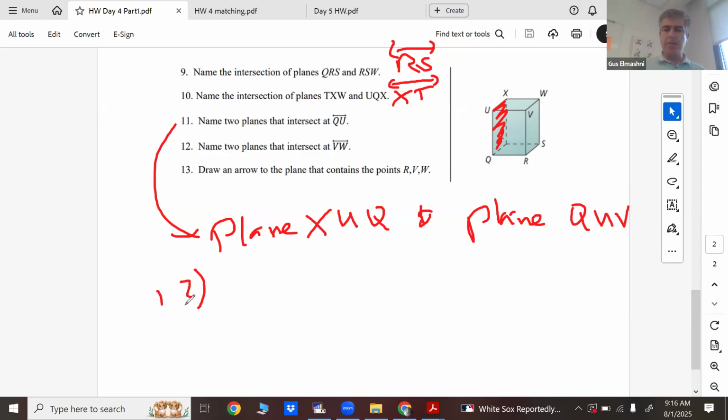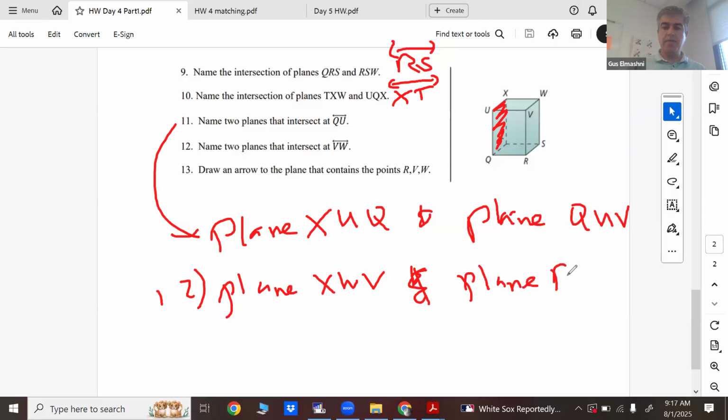and 2 planes intersect at VW, I can say plane, the top, right? So I can say XWV. And the right, I can say RVW. Sorry that my and symbol looks terrible. In plane RVW. Fine. For 13, draw an arrow to the plane that contains RVW.